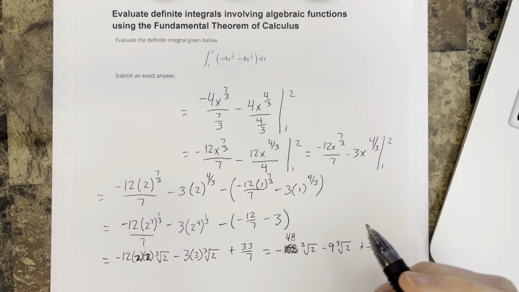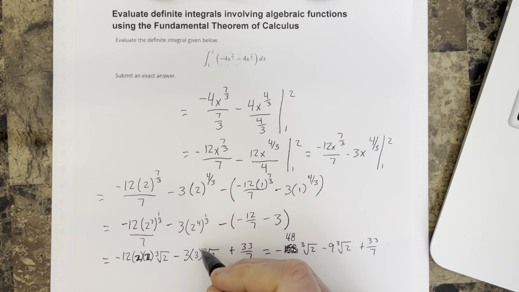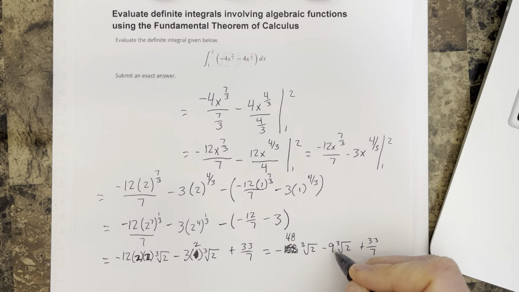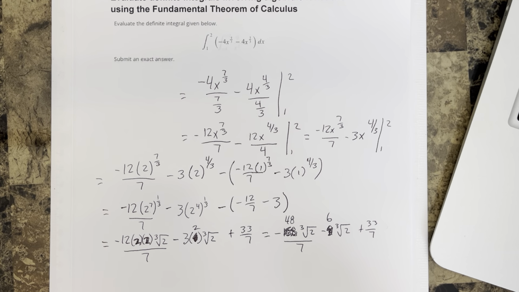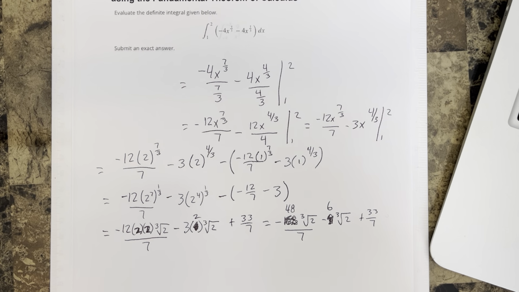And then again, I have this, I don't know why I wrote 3 here. This would have been a 2 here. So I have minus 6. And this is over 7. I forgot the over 7 part. So this is over 7. All right. Made a bunch of mistakes there, but I think I've fixed them.